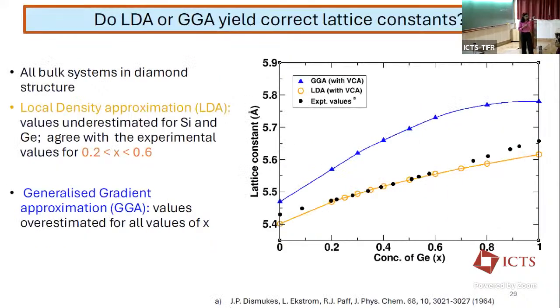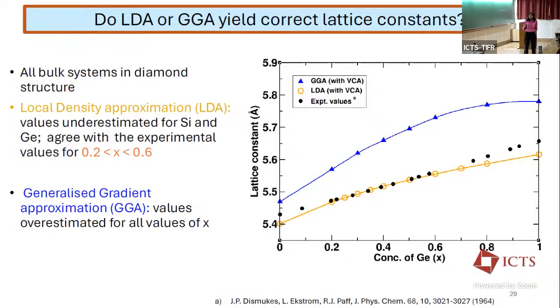So if we look at the standard DFT exchange correlation functionals and look at the behavior of the lattice constant of silicon germanium alloys with respect to the concentration of germanium in the alloy, then we find that all the bulk systems are in diamond structure. This is silicon and silicon germanium alloys. If you look at the local density approximation, the yellow curve, and the black one is the experimental curve, it matches well with some values, but it's still underestimated for silicon and germanium. For GGA, all the values are overestimated for all values of X.